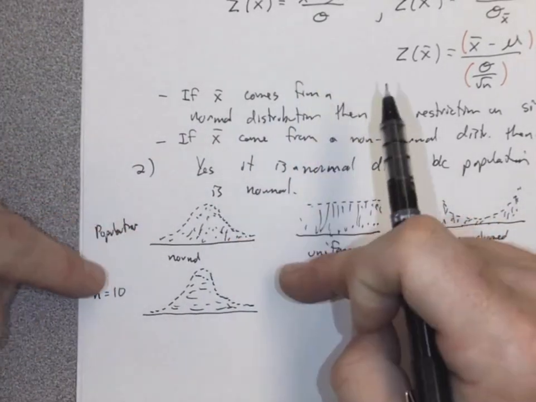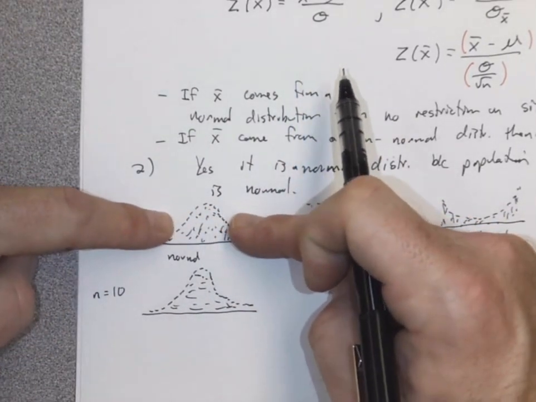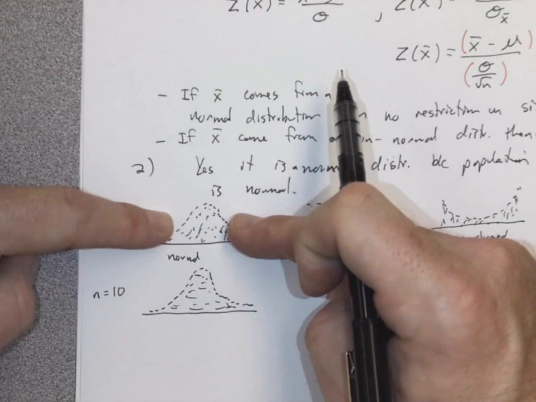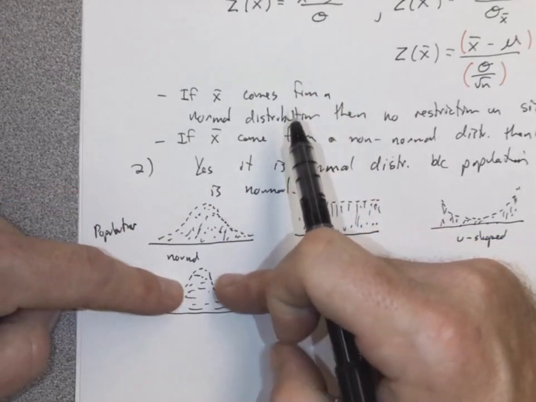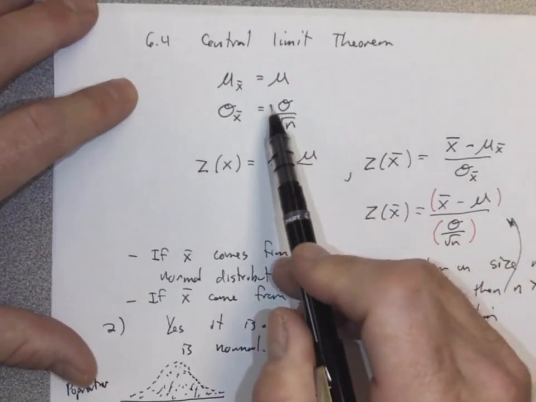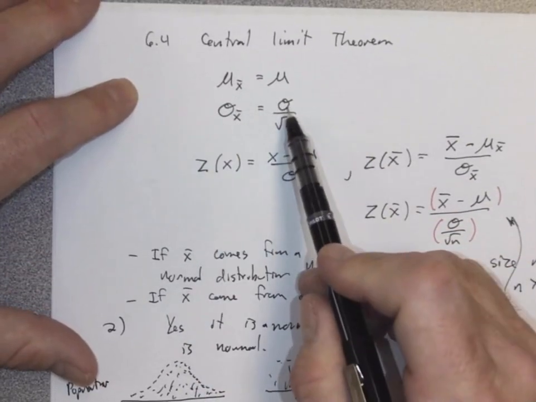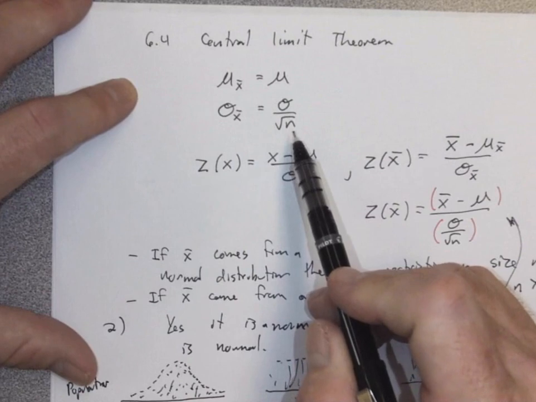Now I did try to draw this a little skinnier. See how this looks a little wider, so it has more variation. Standard deviation is a little bigger. Notice the standard deviation is a little smaller. The reason why is because the standard deviation of the sample means is the original standard deviation divided by the square root of 10.